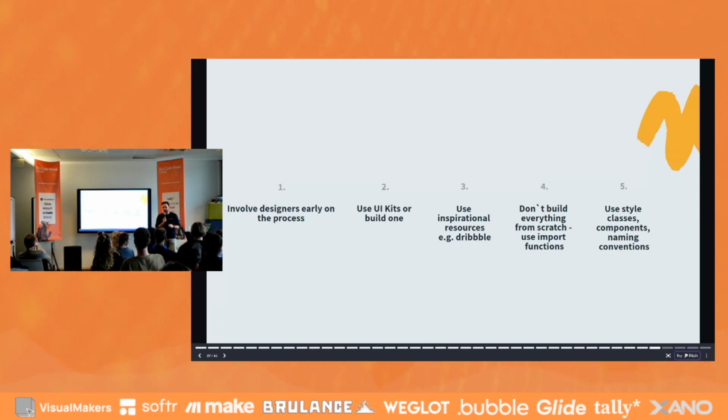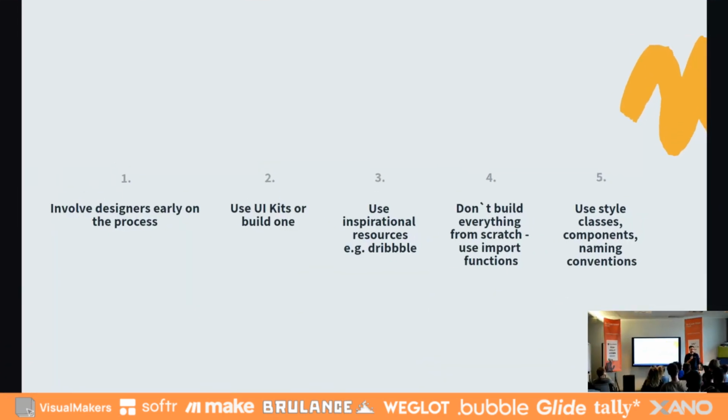We also had some use cases where we didn't find any best practices that served exactly this use case, so we looked for use cases from other fields, and that's also a good tip. Number 4, don't build everything from scratch. Use the import functions. Like I showed you, common no-code tools like WeWeb, Bubble, and so on, everyone has a Figma plugin, so you can easily transfer your designs into the apps. And the last one, and one of the most important ones, is to use style classes, components, and naming conventions, so you can maintain your app after building.